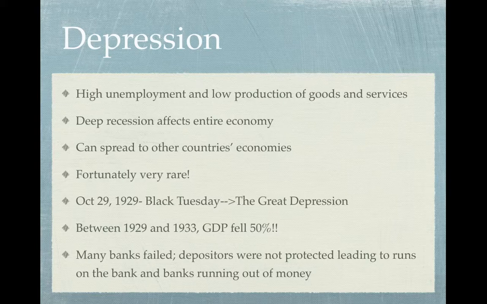On October 29th, 1929, Black Tuesday, as it's commonly known, the stock market fell dramatically. And between 1929 and 1933, the GDP fell 50%. Over 50%, in fact, I think. We were producing less than half of what we had been prior to 1929. And at the time, the United States did not have any sort of federal insurance on banks. And so banks were failing because depositors' money was not being protected.